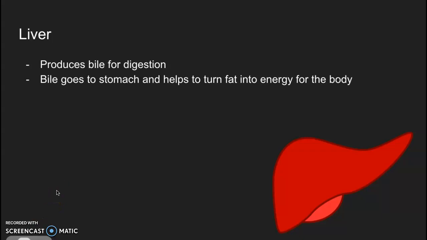So I actually want to talk about the liver, because a lot of students would probably not believe me, but the liver is involved with the digestive system. It actually produces bile for our stomach. Bile helps with digestion. Bile goes to the stomach to help turn fat into energy for our body. So the bile is very important.